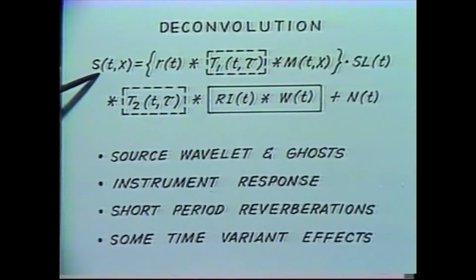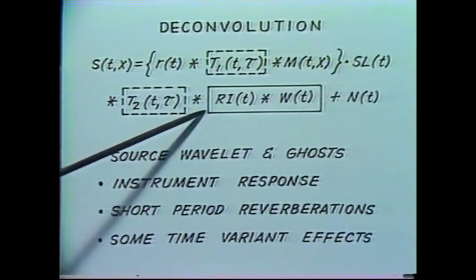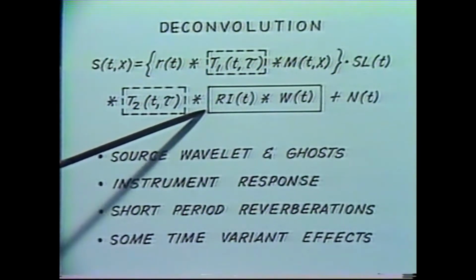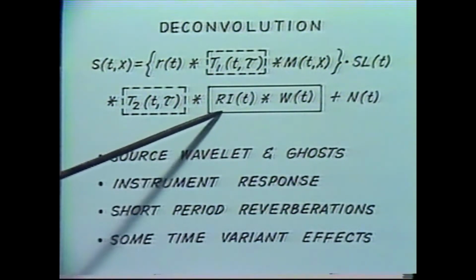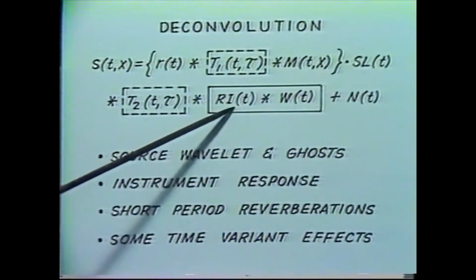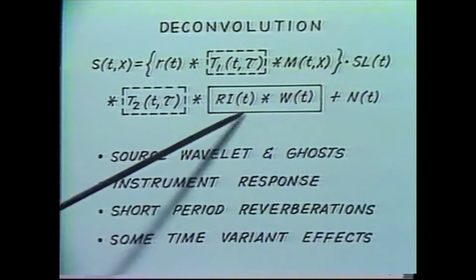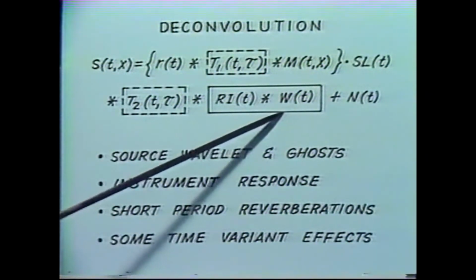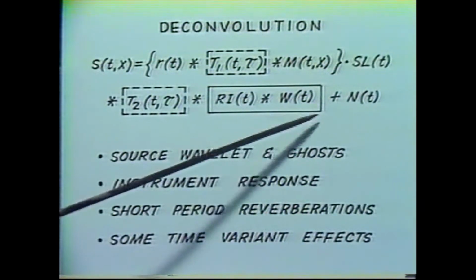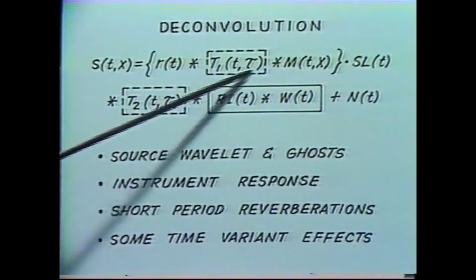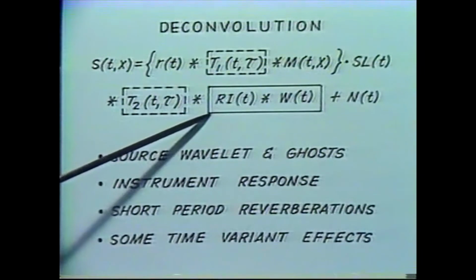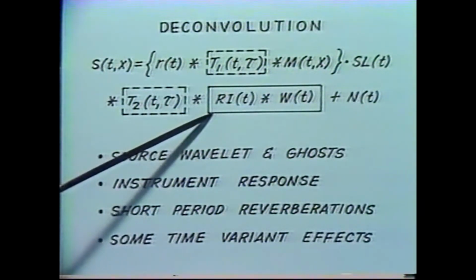In our realistic convolutional model of the seismic trace, the terms that deconvolution is going to operate on involve the reverberations and instrument effects and the shot wavelet as modified by ghost. This is the same basic wavelet terms that Designature operated on as well.